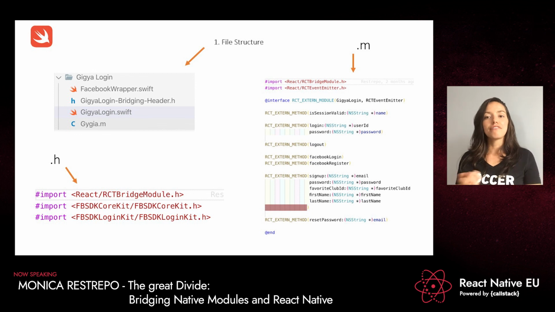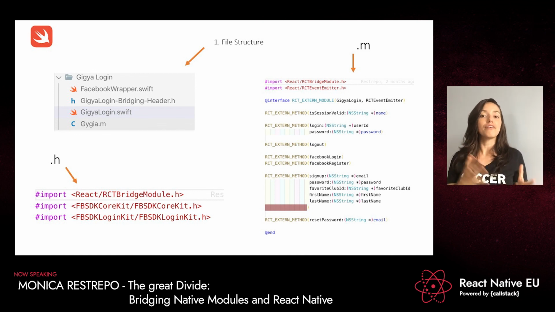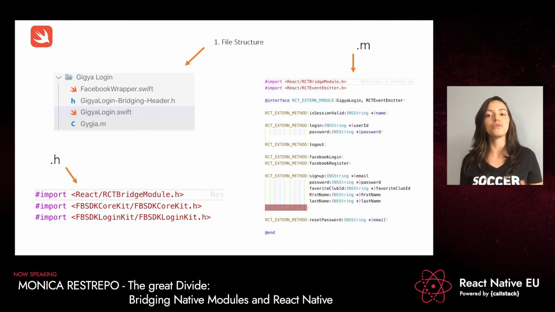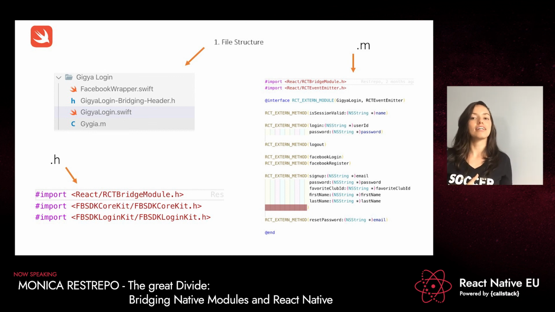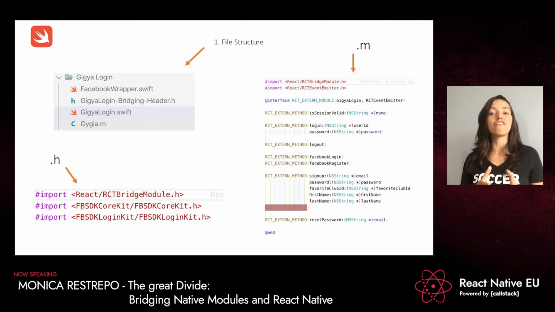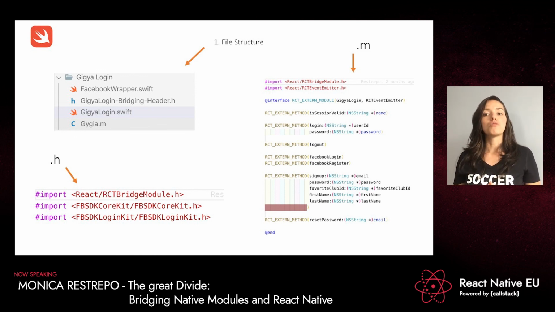We also have header files here that might contain variables, constants, and all the functions that our module will require. And the M files are where the classes of our modules are implemented, as seen in previous slides. As you can see here, RCT_EXTERN_METHOD is used for every method that we need to be available on the JavaScript side, so we can expose it to the bridge and then use it there.